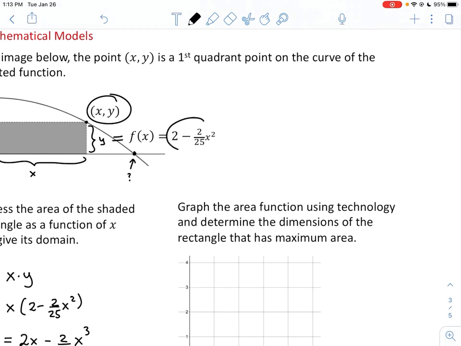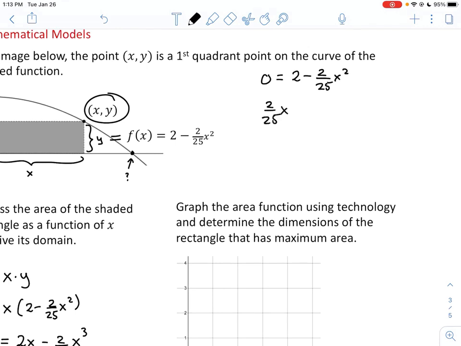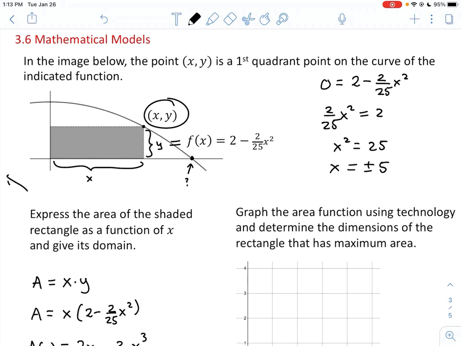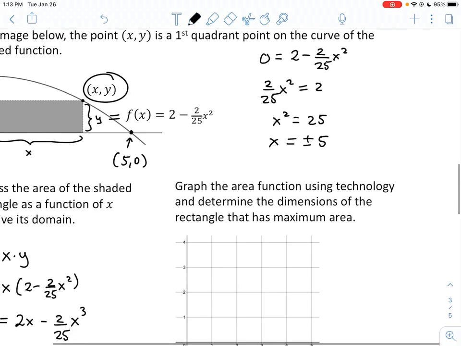That's going to be done by taking this function right here, setting it equal to 0 and solving for x. 0 is equal to 2 minus 2/25 of x squared. I'm going to add the fraction to both sides, so we have 2/25 of x squared equals 2. I'm going to multiply by 25 and divide by 2, and we get x squared is equal to 25, so x could be plus or minus 5, suggesting there's another intercept over there at minus 5, but we only care about the one that's over here. So we want to keep positive 5 as that point of intersection.